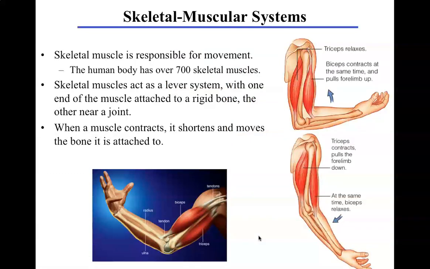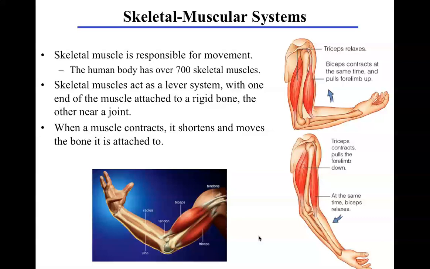All right, so when we learned about tissues, we learned that muscle tissue is one of the four types, and we learned that there's three types of muscle tissue. There's smooth muscle, skeletal muscle, and cardiac muscle. And in this lecture, we're just going to focus on skeletal muscle. So skeletal muscle is responsible for movement. All right, you've got 700 muscles ranging from your large quadriceps to really small muscles in your face, for example.